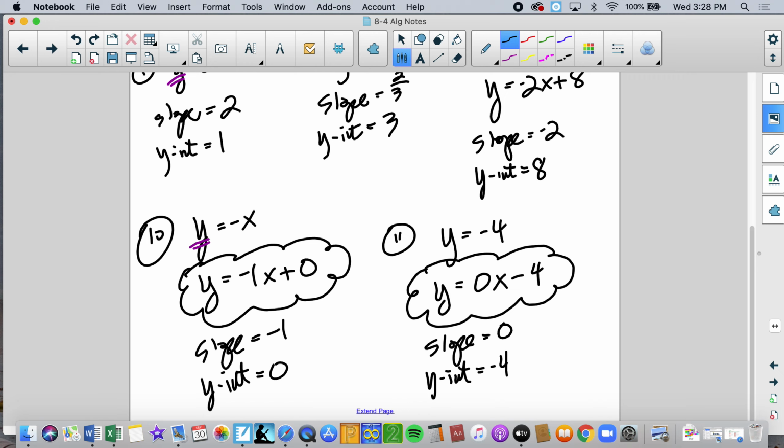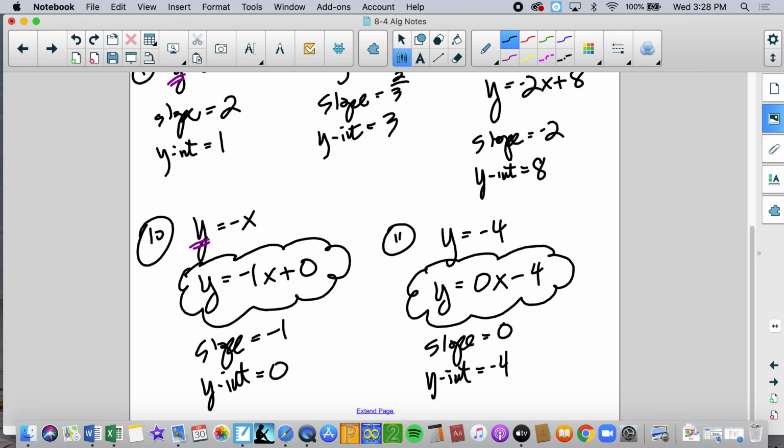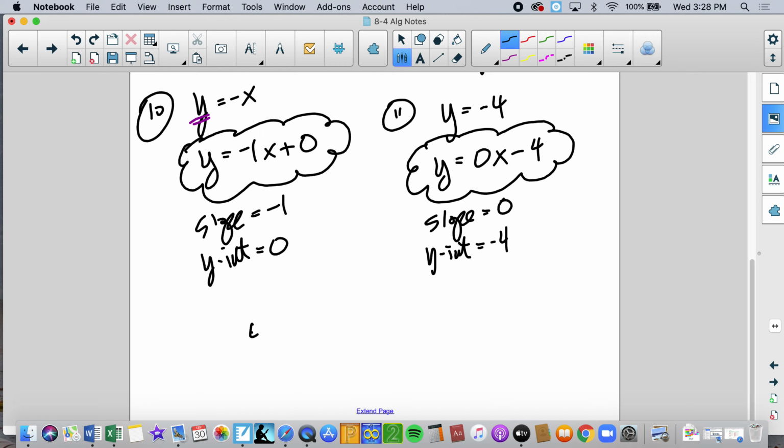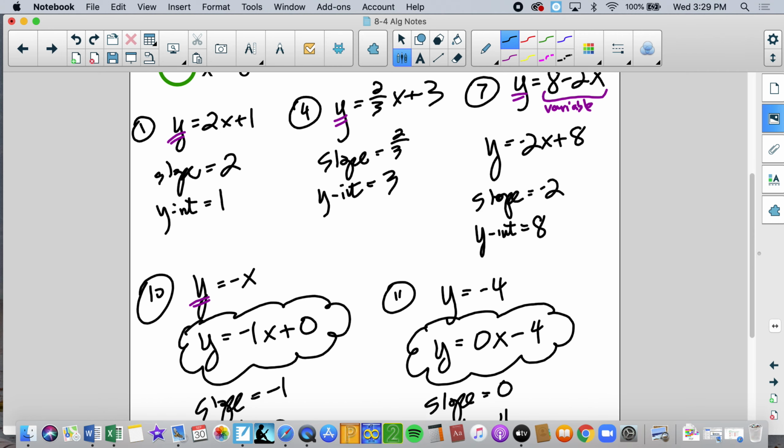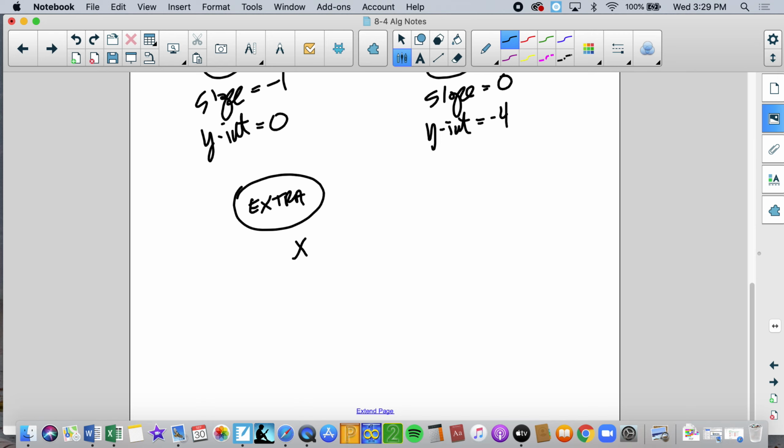Good. And the last one, also tricky, x equals 5. This is the extra one. x equals 5. So this is very tricky. Now, this is not in slope-intercept form because it's not isolated for y. But in our head, we need to understand what that graph looks like. x equals 5: 1, 2, 3, 4, 5. So that looks like that.